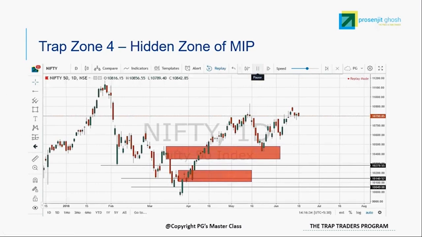So any questions about this? Look, both the MIPs here worked as a hidden zone. At the first MIP, price moved up and engulfed that MIP. Then immediately after a red candle formed, price returned to the broken MIP. The broken MIP is now acting as a hidden zone, and price started moving up. The same thing happened here as well. Here the MIP got engulfed. After that, when price returned to the MIP, it also acted as a hidden zone. So any challenges, my dear friends?